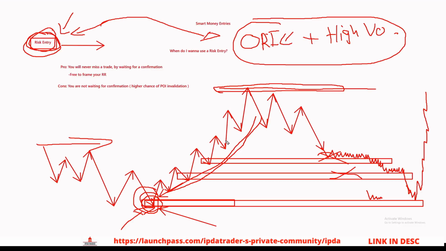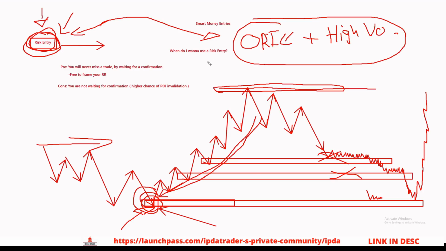Essentially, you're looking for a target in the opposite direction that makes sense and is in line with your overall structure and trend. So with that being said, I think that's everything there is in terms of risk entries, right?